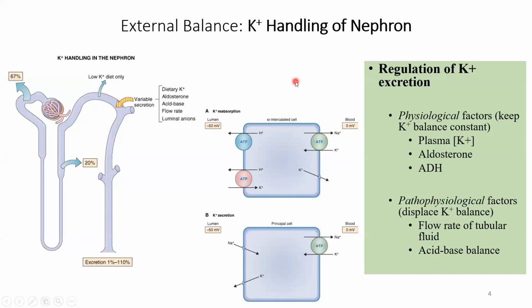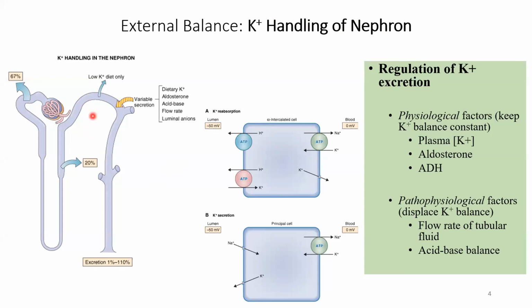Okay, so now we'll look at external balance, which basically means the way the kidney, the nephron, handles potassium. This is a busy slide. Again, I would advise you to keep a pencil or a pen and a piece of paper handy. You may want to take down certain points so that the whole topic gets prepared in one go.